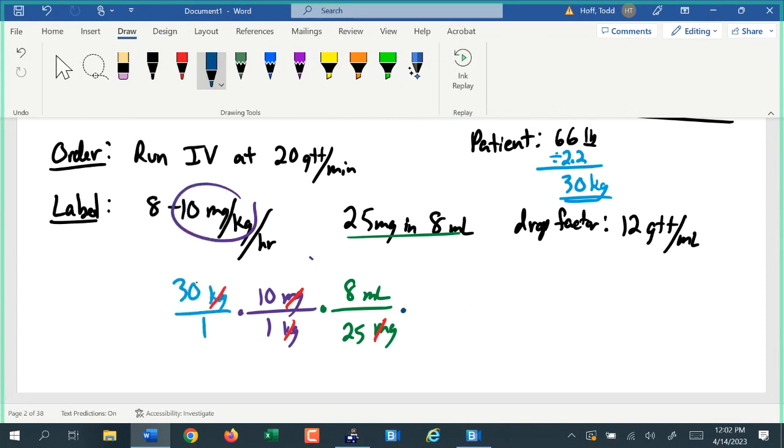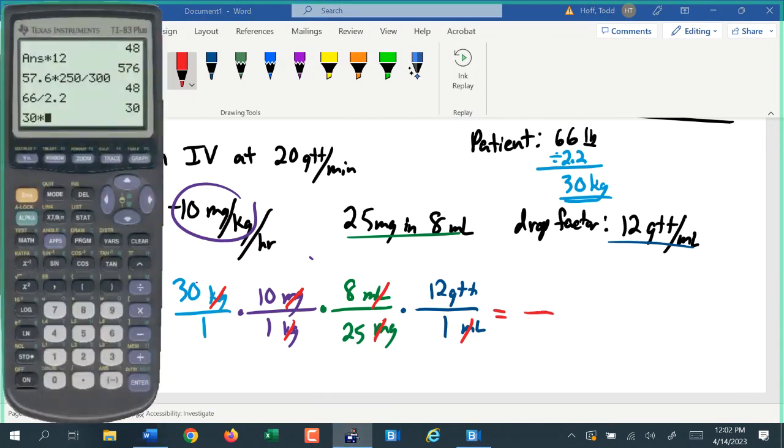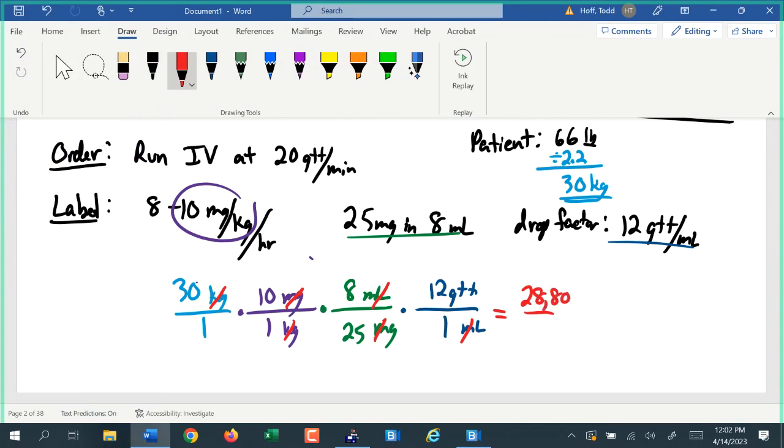Now, normally if we're giving single dosages at given intervals, this is where we'd stop, is how many milliliters that dosage would be. But we're going to do this over time in a continuous IV, so we need to get that down into drops. So the milliliters are going to cancel out, and we're going to use the drop factor, 12 drops in 1 milliliter. Those milliliters cancel out, and let's go ahead and multiply this out. So we'll have 30 times 10 times 8 times 12 drops. It's going to give us 28,800 drops.